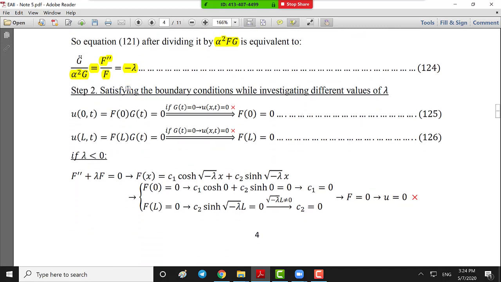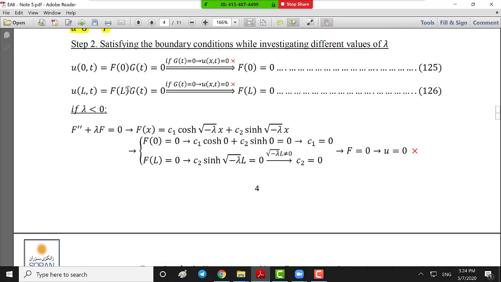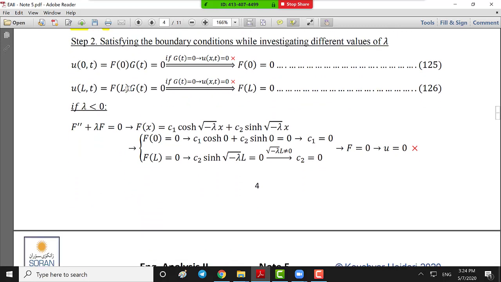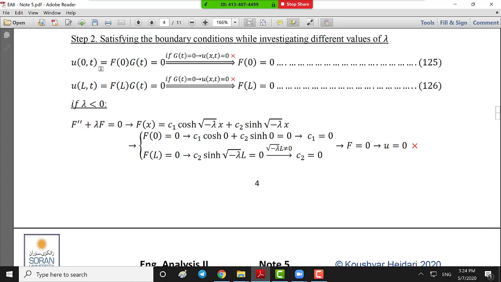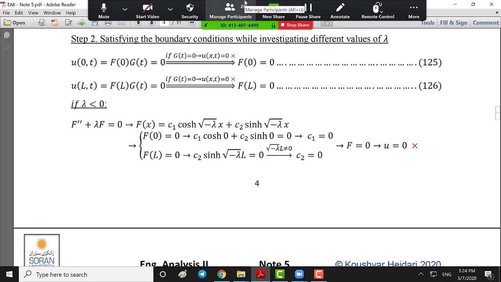The second step, just like the heat PDEs, is to translate our boundary conditions to conditions in terms of F. Guys, questions?